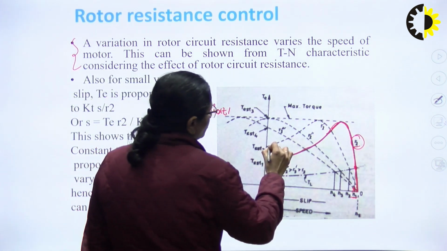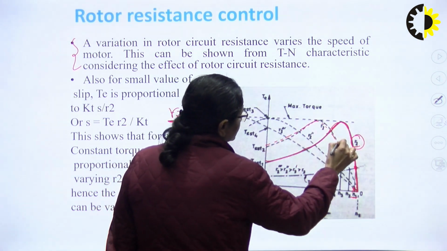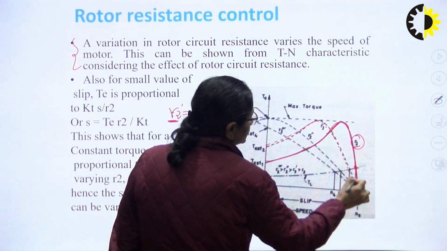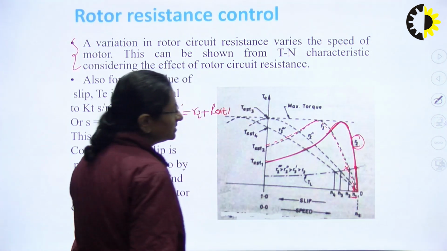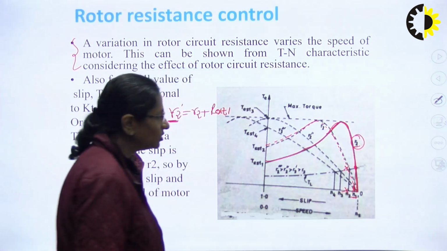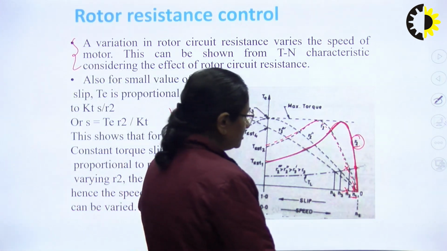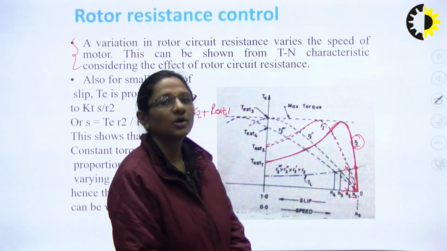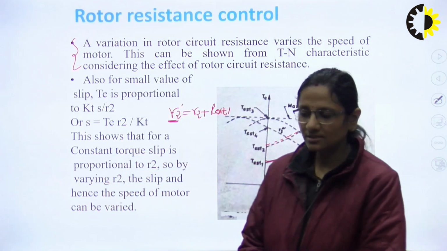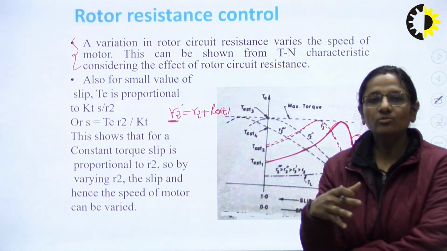What you can see over here is the characteristic corresponding to the resistance R2 dash. What we can see is the new operating point. The new operating point suggests that the operating speed of the motor is now N2. How to get the operating point? To get the operating point of the motor, we need to consider the speed torque characteristic of the motor and the load the motor is serving.